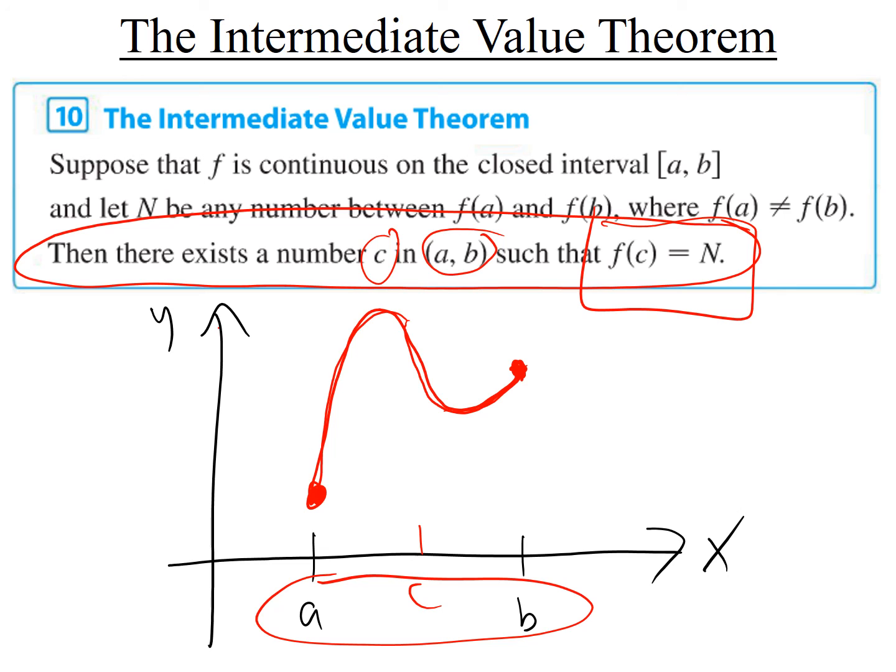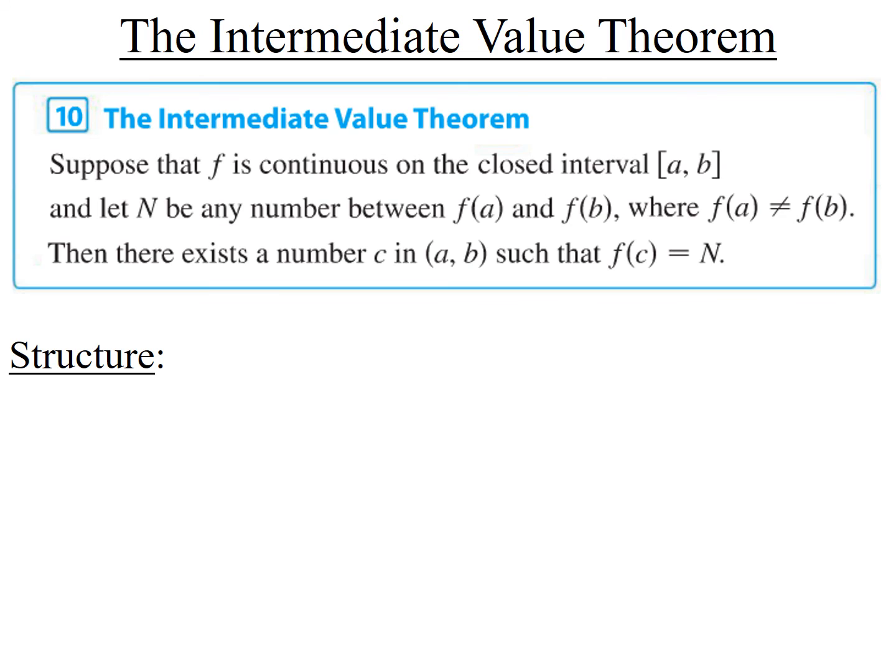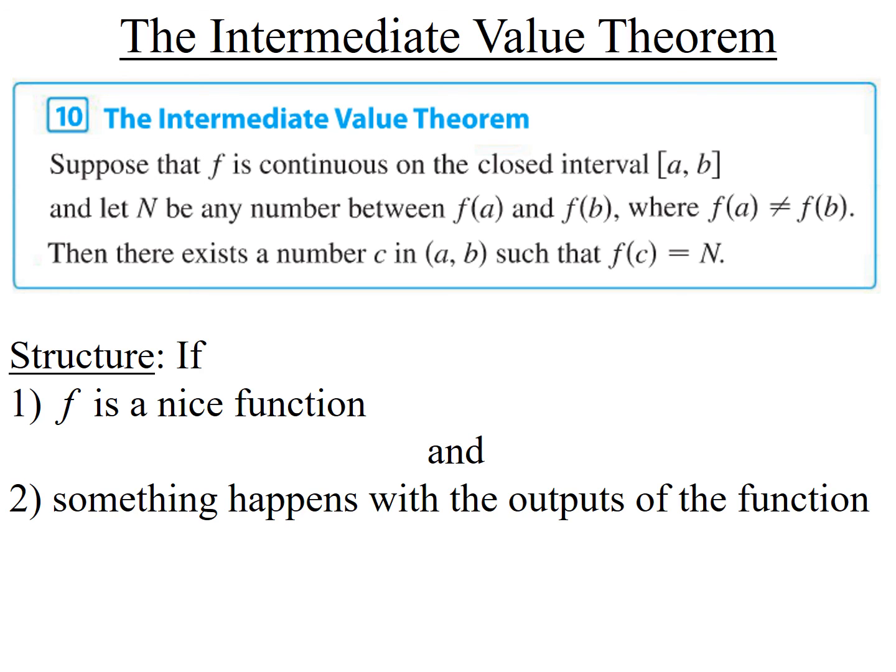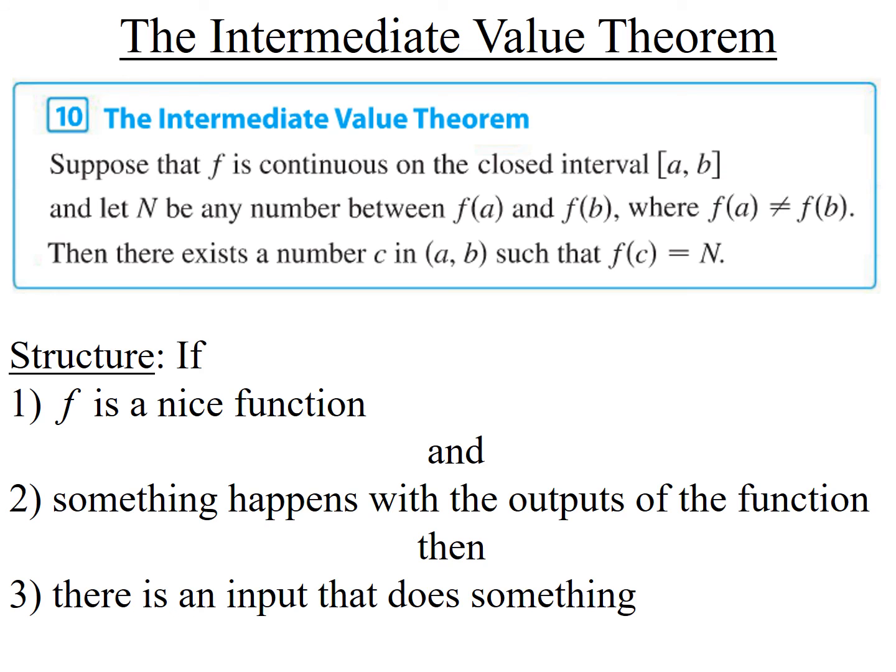So let me go over it real quick. So here's the structure. If, two things. First of all, f is a nice function, which means continuous on a closed interval AB. And the second thing, something is happening with the outputs. We'll talk about it more later. So if you have a nice function and some certain thing is happening with the outputs, then we get the conclusion. There's an input that does something. Okay, so let's go over.